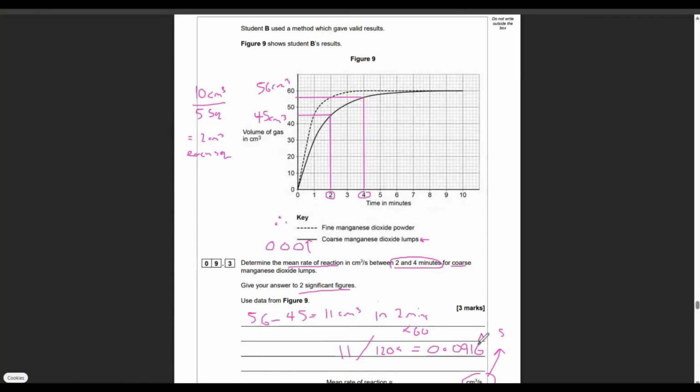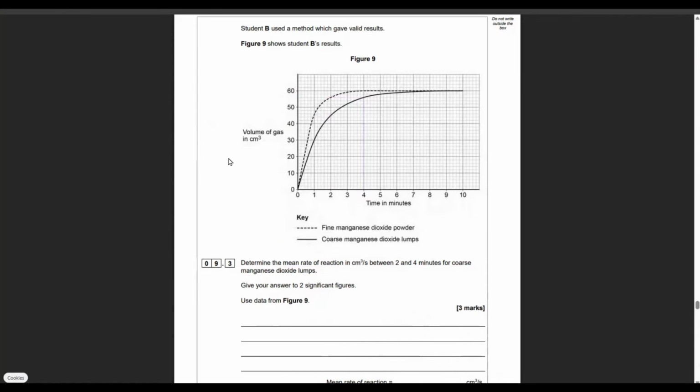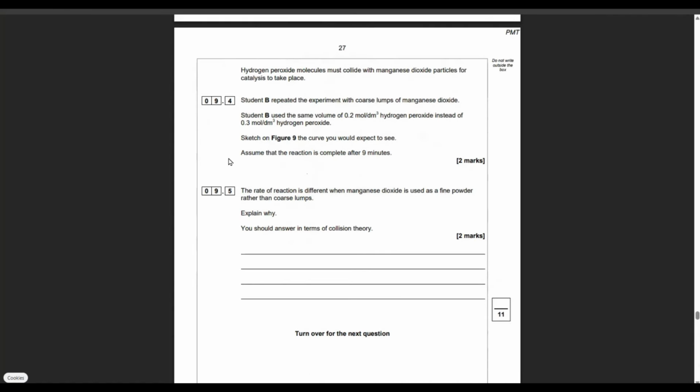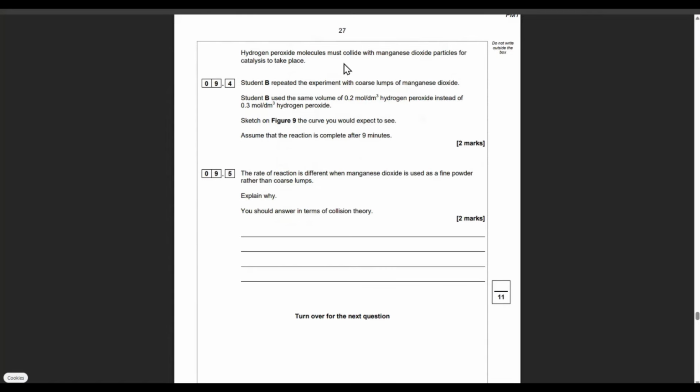0.0916. Wrote that in the wrong way. The 6 is bigger than 5. They want it to 2 significant figures, so we're going to raise that 1 to 2. So the answer is going to be 0.092, because you don't include the zeros, but you put the first 2 proper numbers, and that's going to be 91 or 92, and you're going to go 92 because the 6 was bigger. So 0.092.